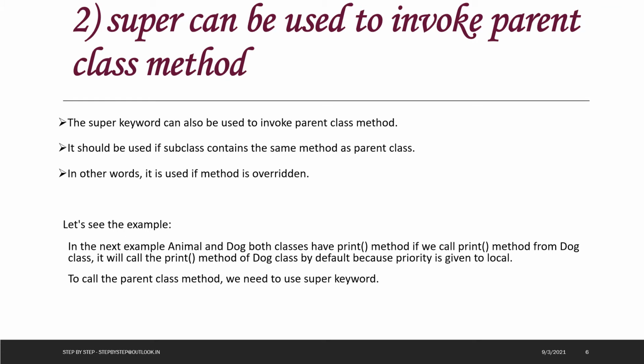Okay, so let's understand the second use of the super keyword. Super keyword will be used to invoke a parent class method. But we need to use the super keyword only when the method name in the subclass is the same as in the parent class, or in simpler terms, when the method is overridden. So it's similar to the first use, wherein we have the same instance variable name in parent and subclass.